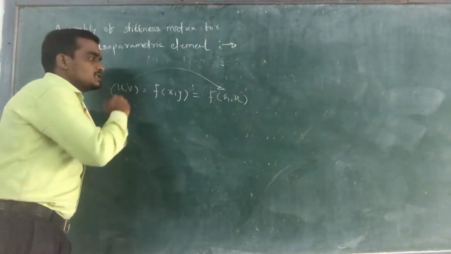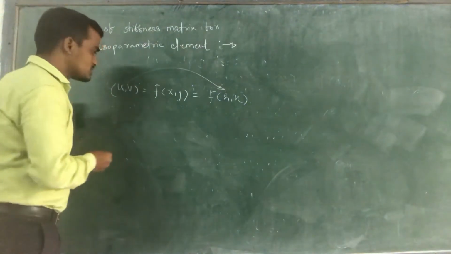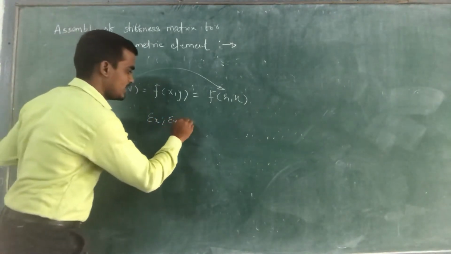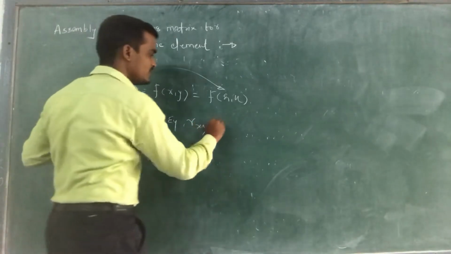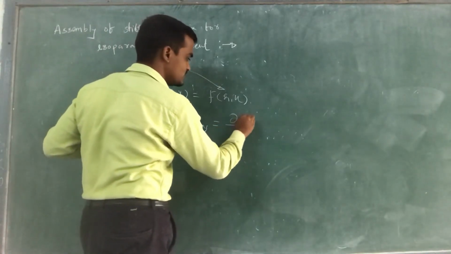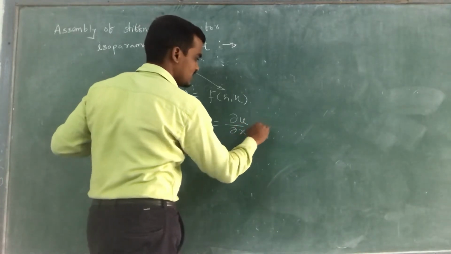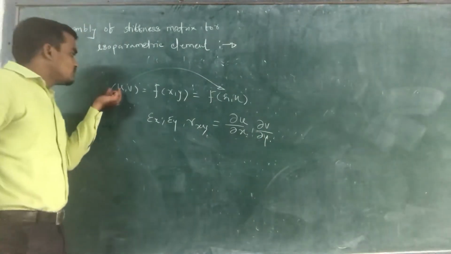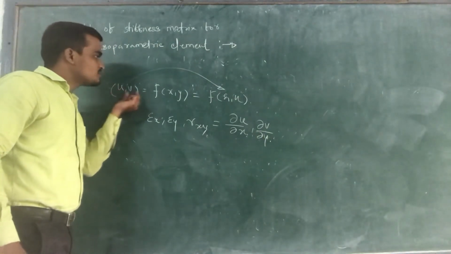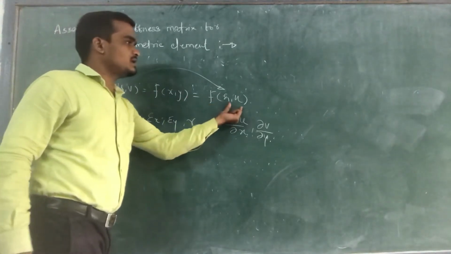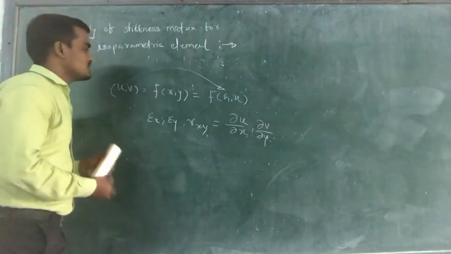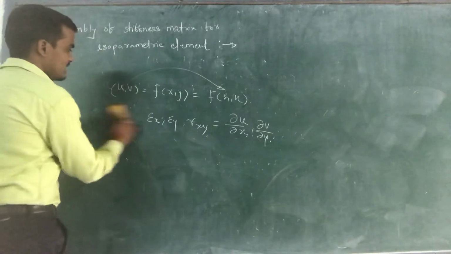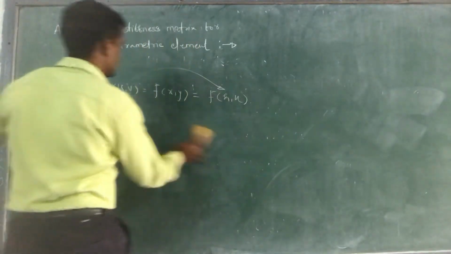We need to take the partial differentiation, because to find epsilon x, epsilon y and gamma xy, we need the derivative of u as well as the derivative of v. So if we need to derive u and v with respect to x and y as well as with respect to zeta and eta, we need to take the partial differentiation of u and v with respect to zeta and eta.